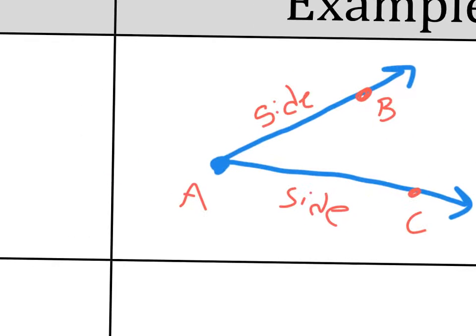Now the A has a very special name. Starts with a V. Vertex. So what's the vertex of this angle? Simply A. It's a point. It's a location. Some people say corner, but we will always say vertex. By the way, the plural of vertex is vertices.